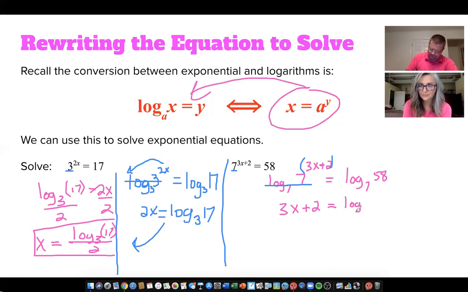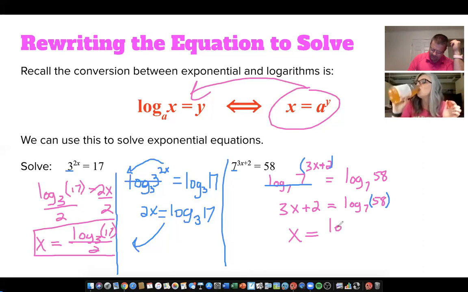And once you get log base 7 of 58, that's got all numbers in it. Just be like Paul and let it be, okay? Because that would be some icky decimal. Again, I could get that decimal and work the problem in decimals, but then I got to deal with decimals. So I'm just going to let it go. And how do I solve for x? I'm going to have to get rid of that 2 by subtraction and then division by 3, right? Yeah.